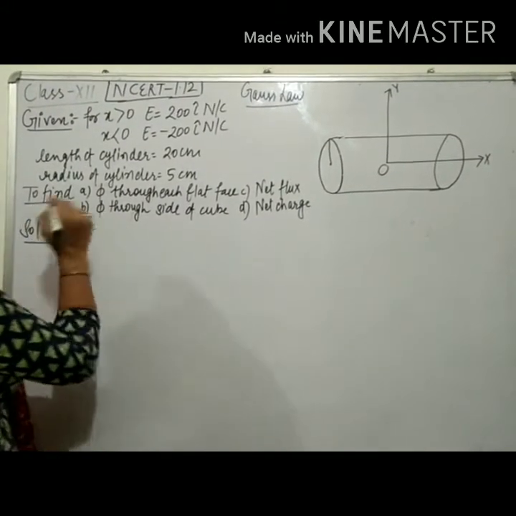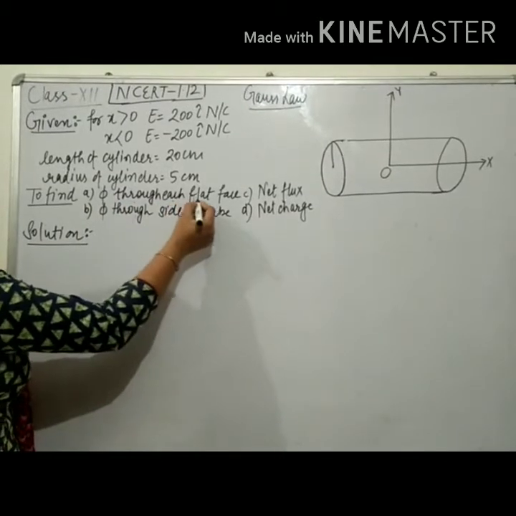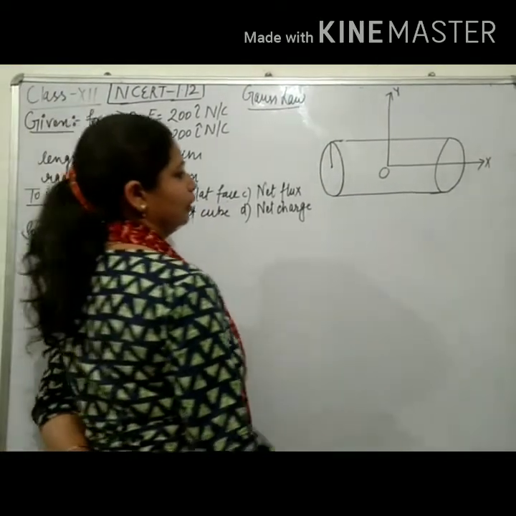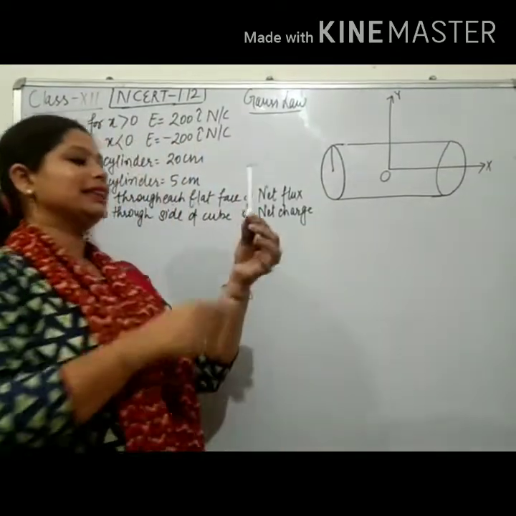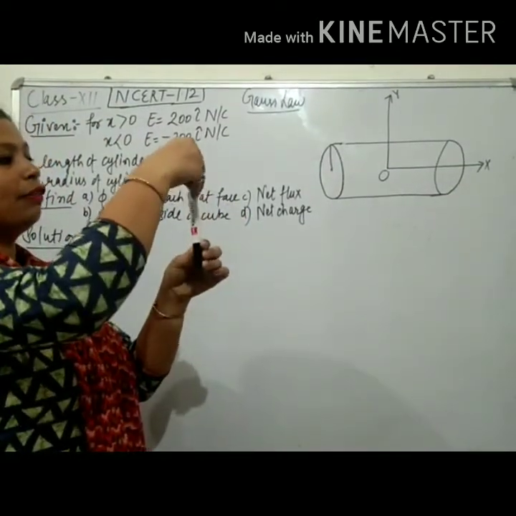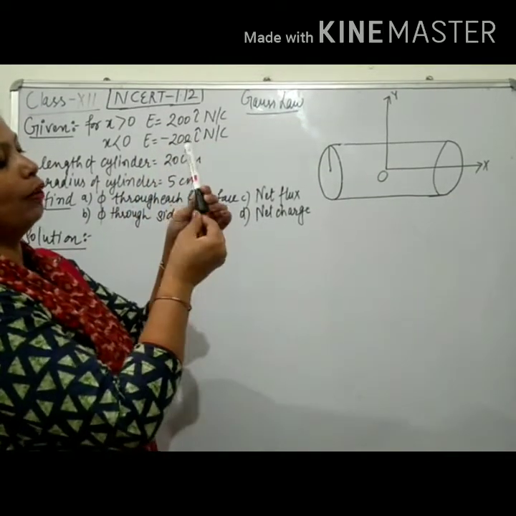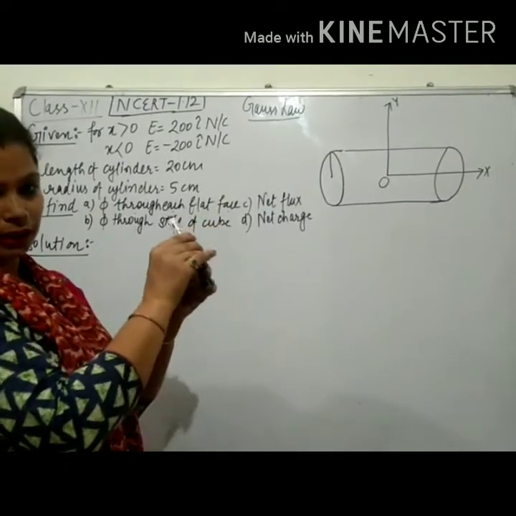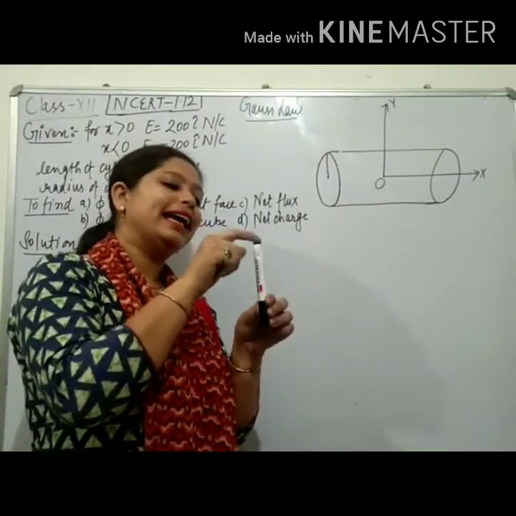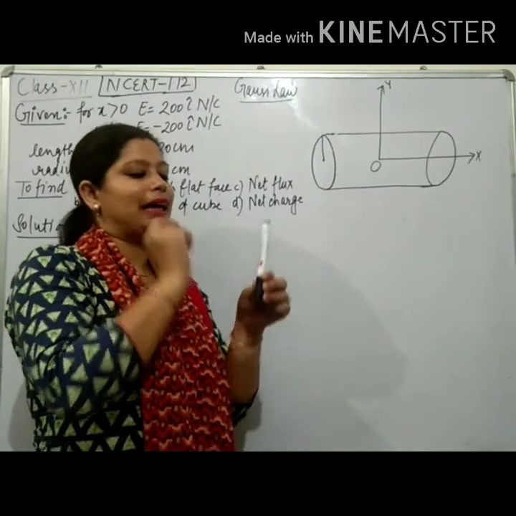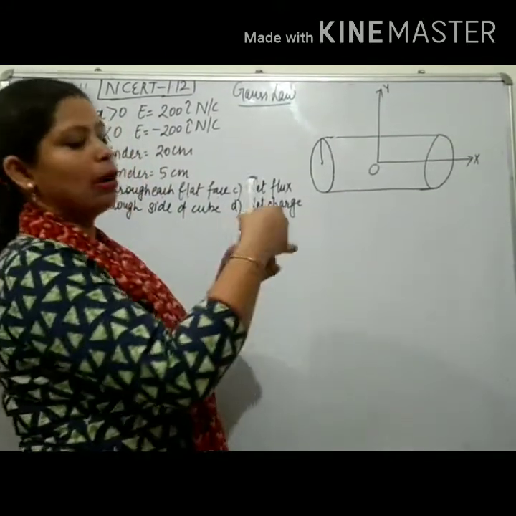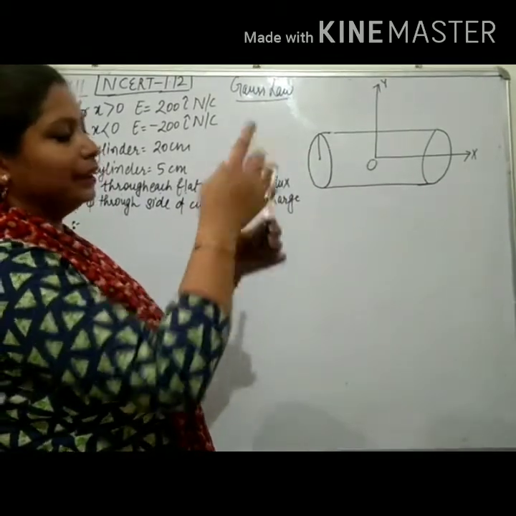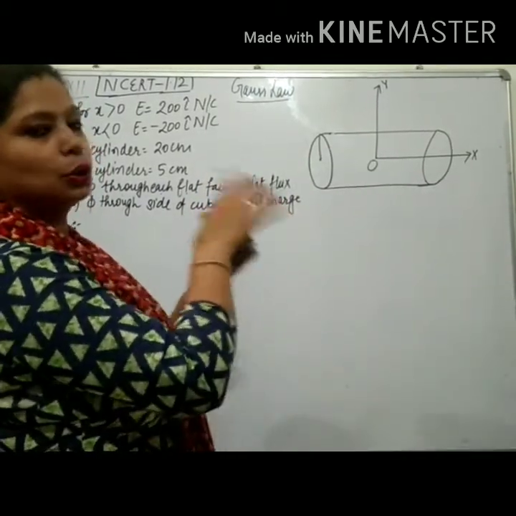First one, we have to calculate flux through each flat face. How many flat faces are there in the case of a cylinder? For example, this is a cylindrical body. It has one upper flat face, one lower flat face which is circular in shape, and one curved face. You have to learn the area of a flat face is pi r square, and the curved face is 2 pi r l. Pi r square this, pi r square this, and this is 2 pi r l.